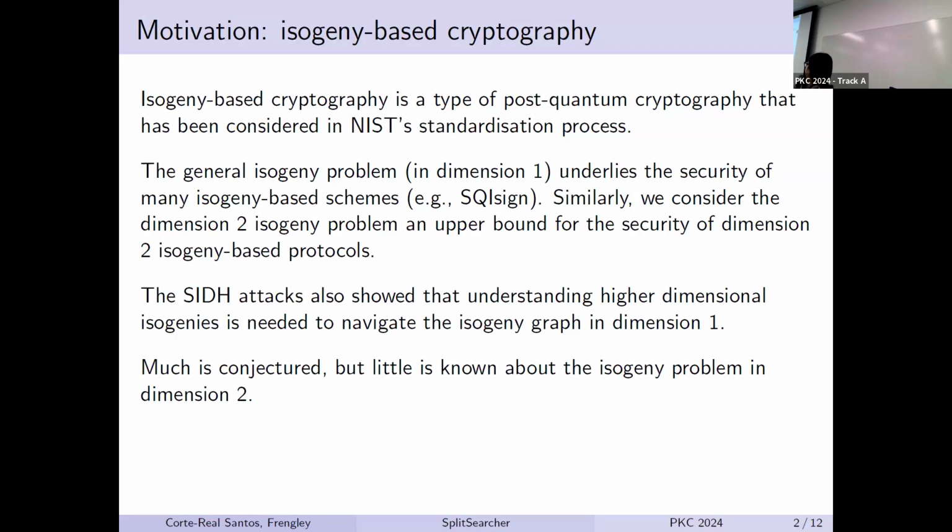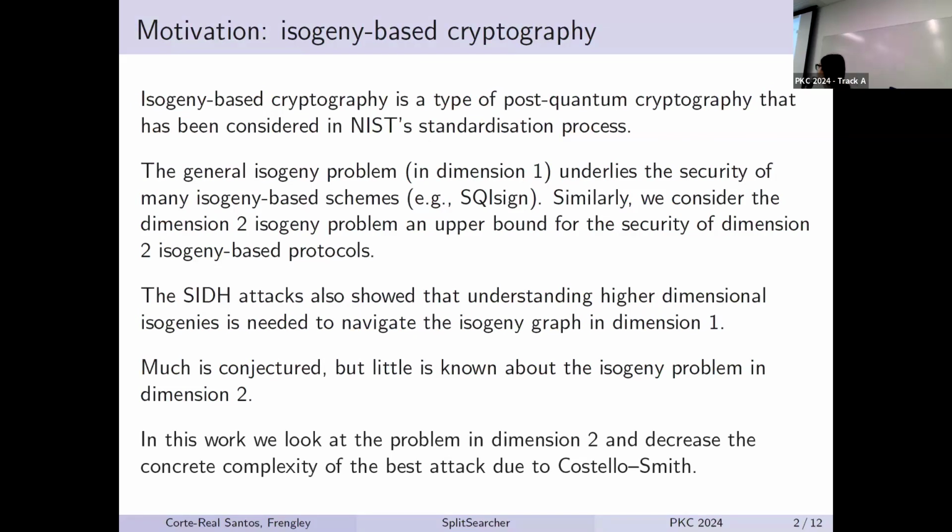This is a very fundamental problem; much is conjectured about it, but little is known. In this paper, we make a first step towards understanding the isogeny problem in higher dimension. In particular, we look at the problem in dimension 2. We look at a algorithm due to Costello and Smith, and we decrease its concrete complexity.